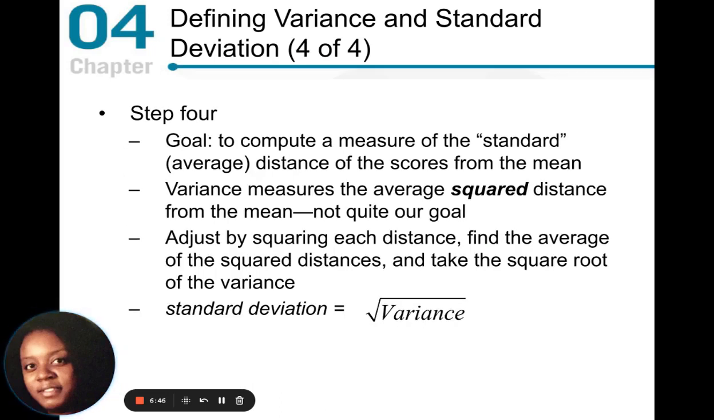And then in step 4, the goal is to compute a measure of the standard average distance of the scores from the mean. Variance is going to measure the average squared distance from the mean, which is not really what we're looking for. But if we square each distance to find the average of the squared distances, and we take the square root of the variance, then we can get our standard deviation. And that is how we measure standard deviation, by taking the square root of the variance after it has been squared.